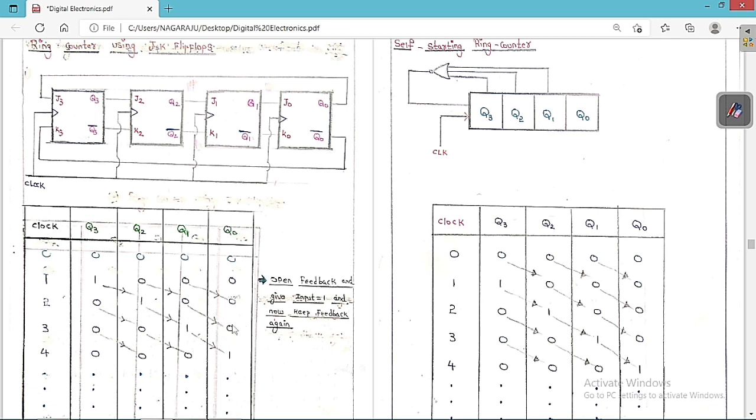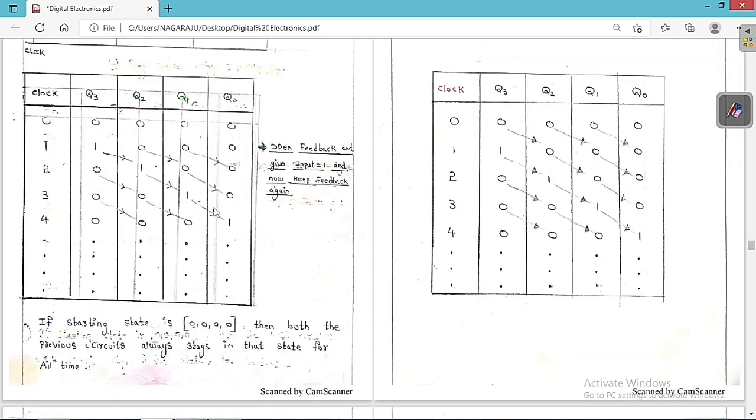Again, for the next clock, this 0 travels to here, this 0 travels to here, this 0 travels to here, and this 1 travels to here. So for the next clock, we are going to get this signal, and the same thing is going to repeat. For a 4-bit, we are going to get 4 states: first state, second state, third state, and fourth state. So 4 unique states are going to be obtained for the 4 flip-flops. For n flip-flops, we are going to get n used states. Same thing I wanted to tell you. So this is the circuit connection for the ring counter using JK flip-flops.